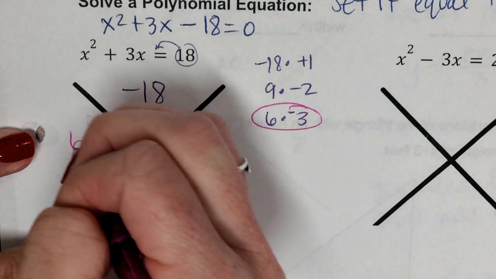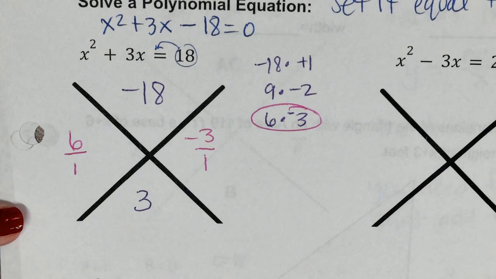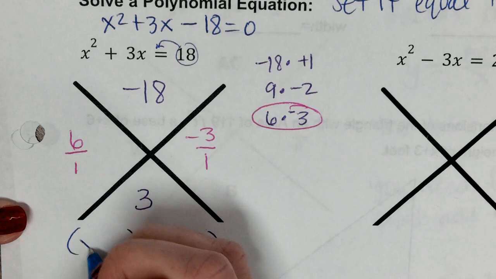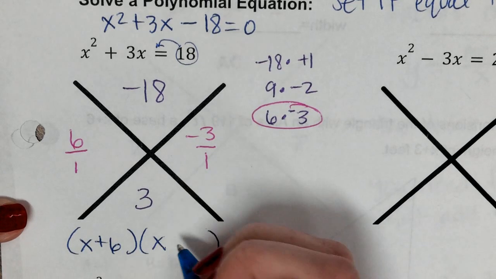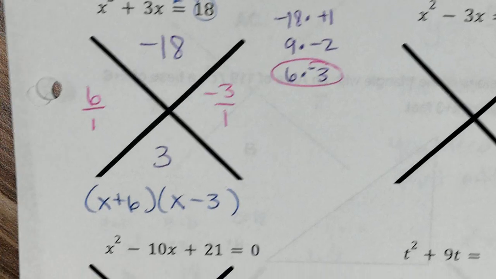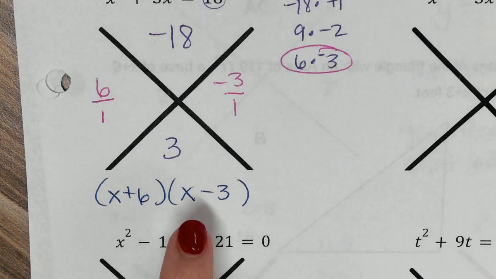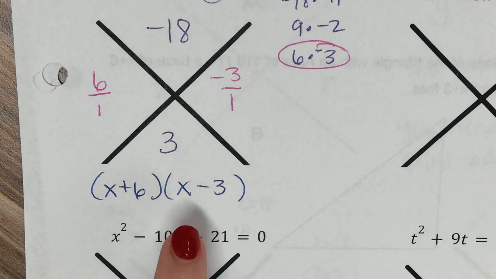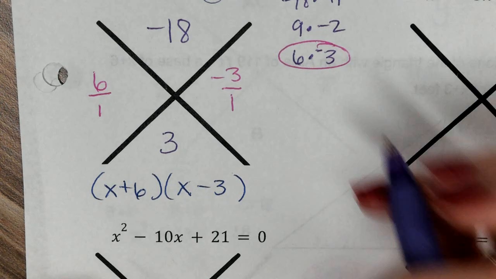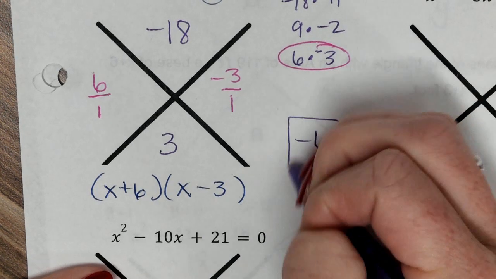All right, so I have 6 over a, which is 1, and I have negative 3 over a, which is 1. So I drop them in my little binomial parentheses, and I have 1x plus 6 and 1x minus 3. Now, have I solved it yet? Now, Friday's lesson, we learned how to solve them, didn't we? We took each part and set it equal to 0. So if I set this equal to 0, what would the answer be? Negative 6. If I set this equal to 0, what would the answer be? 3. There's my answers.